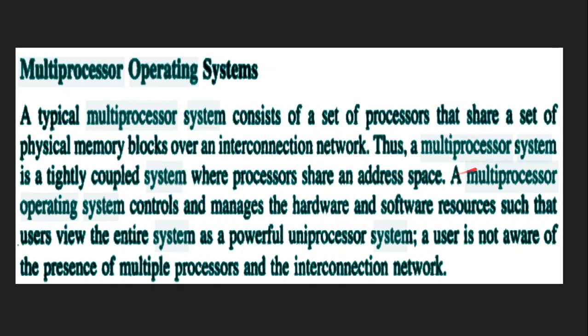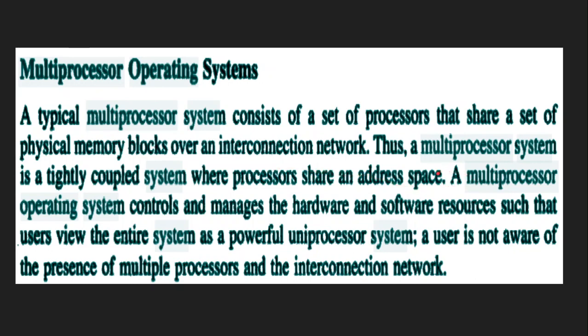Now a multiprocessor is a tightly coupled system where there is a shared address space. That means the address space is common to all the processors. Every processor can access the common memory space. So they are tightly coupled. That means they communicate and they have to depend on one another. That is called a tightly coupled system.